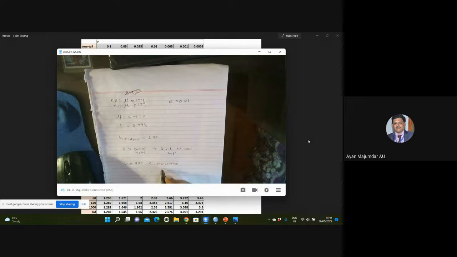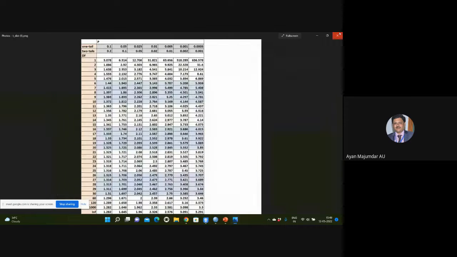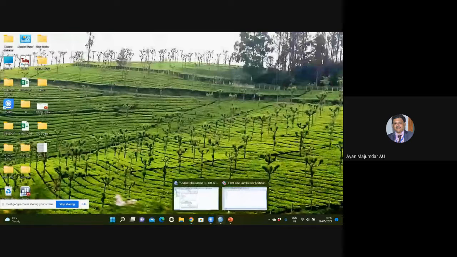The critical value computed is 2.72. So we fail to reject the null hypothesis. Since we fail to reject the null hypothesis, we can conclude that there is not enough evidence to say that this community male group is having high blood pressure. So this is the testing. This is the classical way of testing.